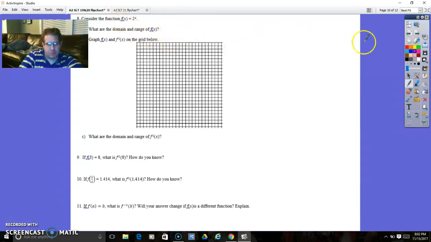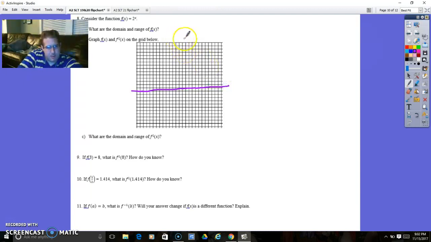So we're going to get into graphing exponential functions and their inverses, which we now know are called logarithmic functions. What is the domain and range of f of x? So let's say it's 2 to the power of x. So first thing we need to do is we need to graph it.